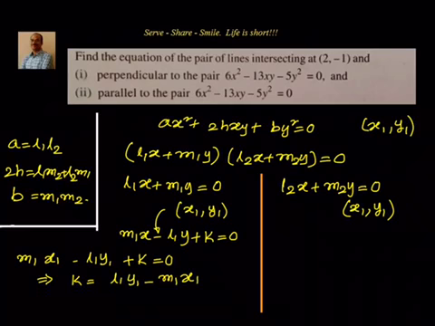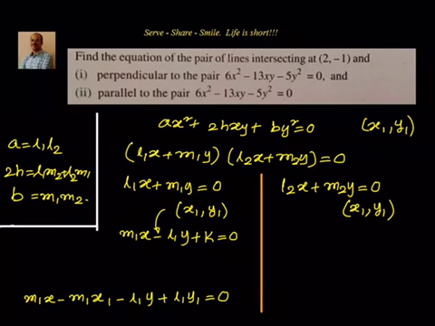The equation of the line will be M1x minus M1 x1 minus L1y plus L1 y1 is equal to 0. Now that's the equation of the line. Let's try to simplify that. If we simplify, that's nothing but M1 into x minus x1 minus L1 into y minus y1 is equal to 0.